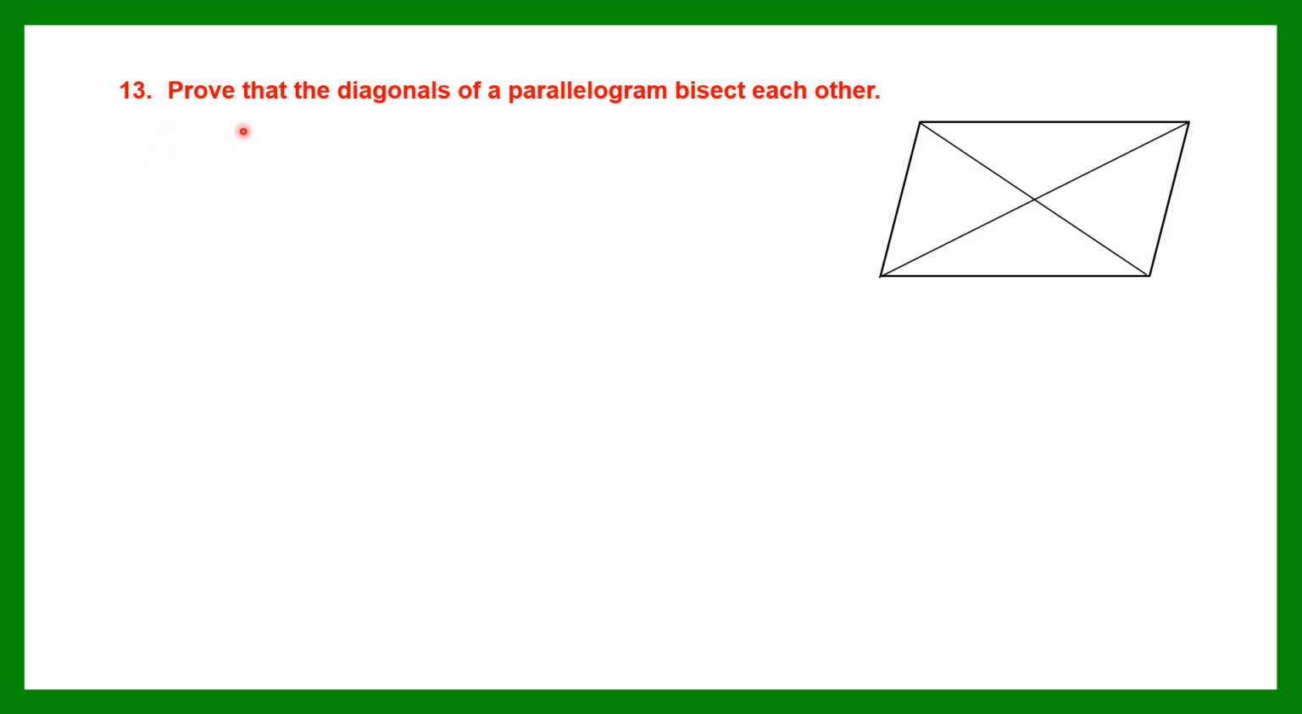Question 13. Prove that the diagonals of a parallelogram bisect each other. So here we have a parallelogram. We have the diagonals AC and BD, and they are meeting at a point O.